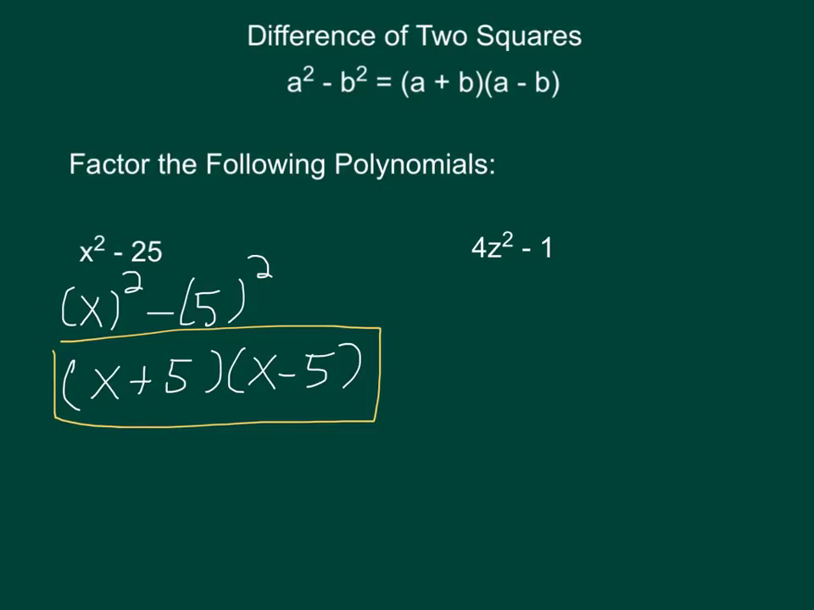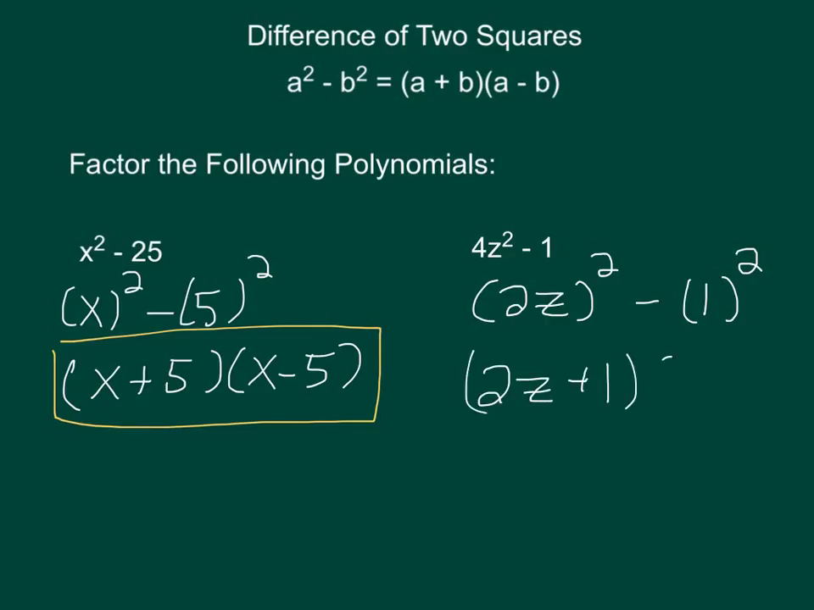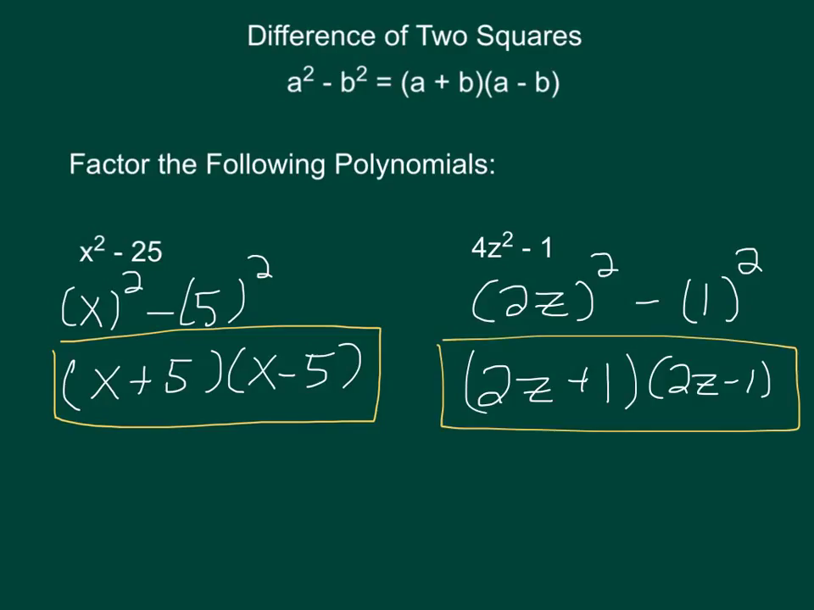4z squared can be written as something squared. It happens to just be 2z. 2z times 2z would be 4z squared. And 1, it's almost too obvious to spot sometimes, could be written as 1 squared. Once again, I have something squared minus something squared. I'm going to end up getting 2z plus 1, 2z minus 1. And that is my factored form. You can FOIL to double check, but the outside and inside terms will end up canceling out. And that's all there is to factoring using the difference of squares.